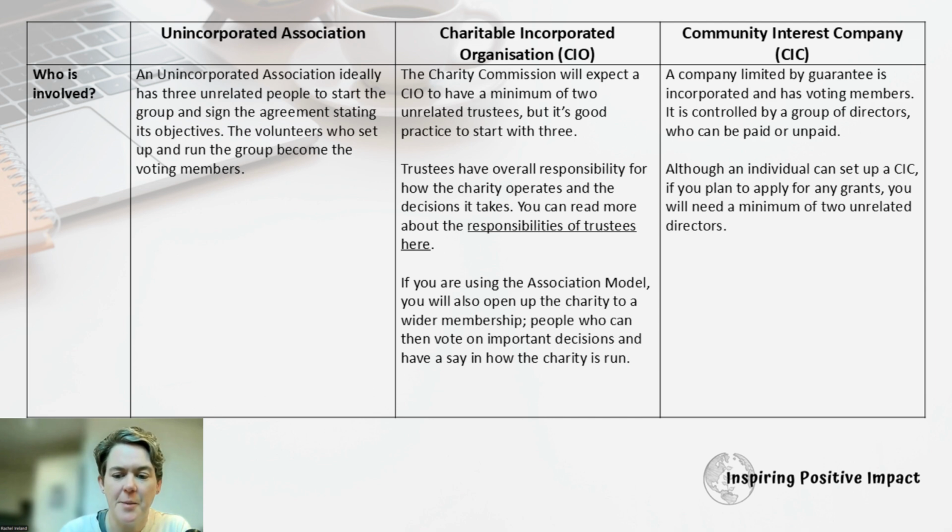A company limited by guarantee is incorporated and has voting members. It's controlled by a group of directors who can be either paid or unpaid. Although an individual can set up a CIC, if you plan to apply for any grants, you'll need a minimum of 2 unrelated directors.